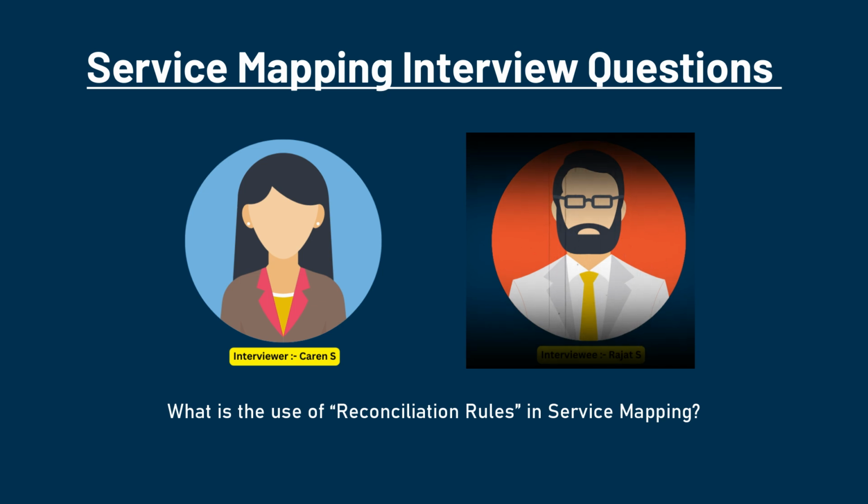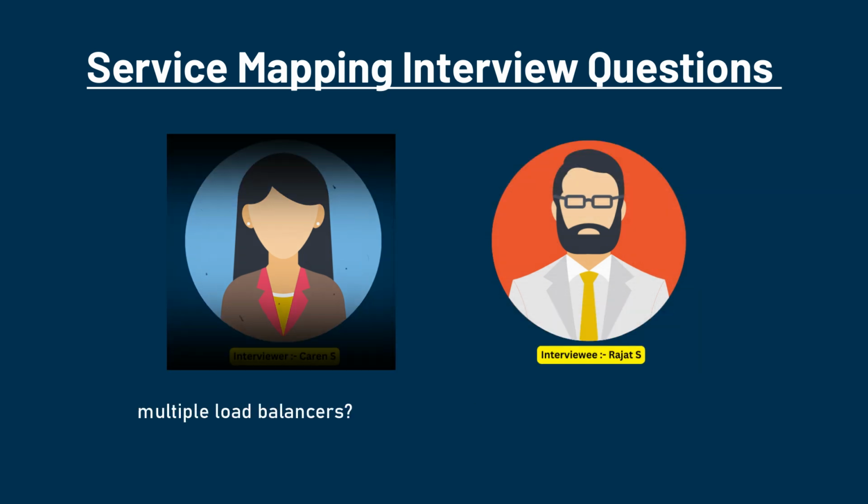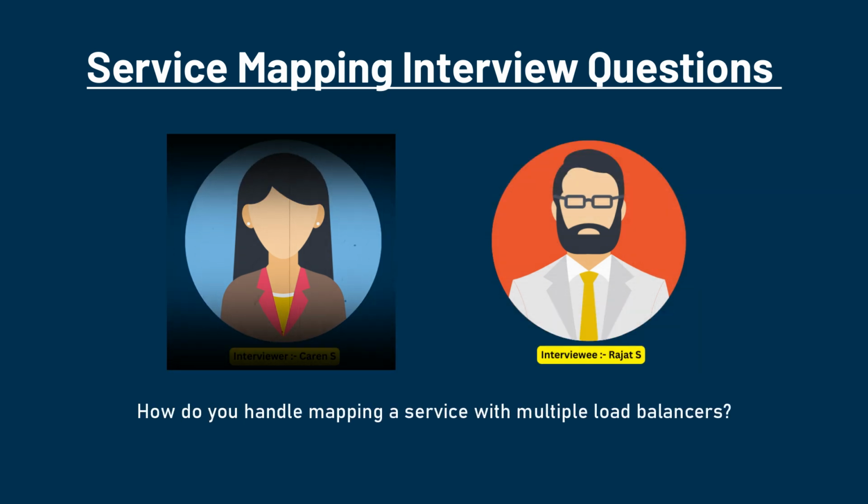What is the use of reconciliation rules in service mapping? Sure. Reconciliation rules decide how data from different sources like discovery, service mapping, or integrations merges into the CMDB. Without proper rules, service mapping might create duplicate CIs or override trusted data. So you have to always align reconciliation rules with the business logic to ensure CMDB accuracy and authentic data within the CMDB. How do you handle mapping a service with multiple load balancers?